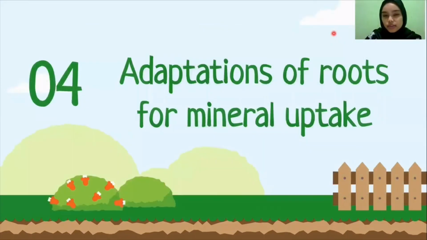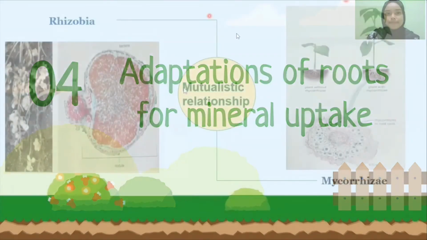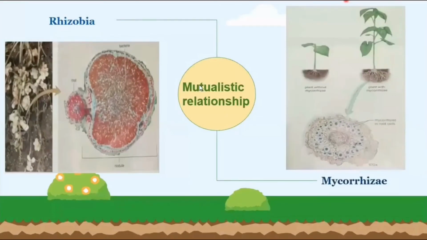Okay, thank you, Daneshwaren, for the explanation. Right now, I will proceed with the adaptations of roots for mineral uptake. In this adaptation, there are two mutualistic relationships, which are rhizobia and also mycorrhizae.